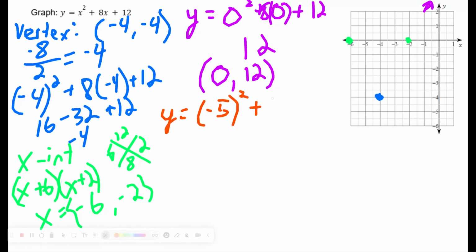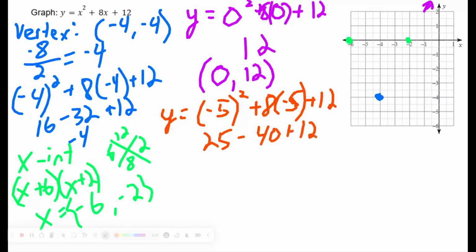Negative 5 squared plus 8 times a negative 5 plus 12. Negative 5 squared would be 25 minus 40 plus 12. 25 minus 40 is what? Negative 15 plus 12 would be negative 3. Do we feel good about that? I sure do. All right, we've plotted 4 points, one of which is off the graph, a 5th one up there. We think that negative 3 is also going to be negative 3.